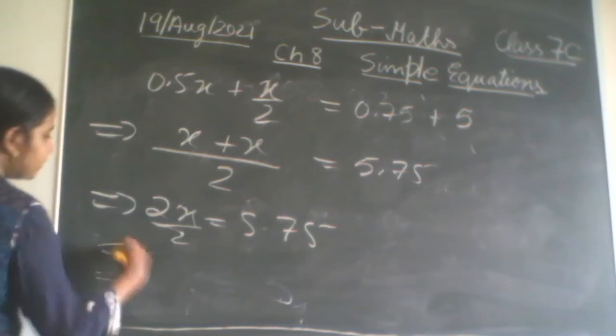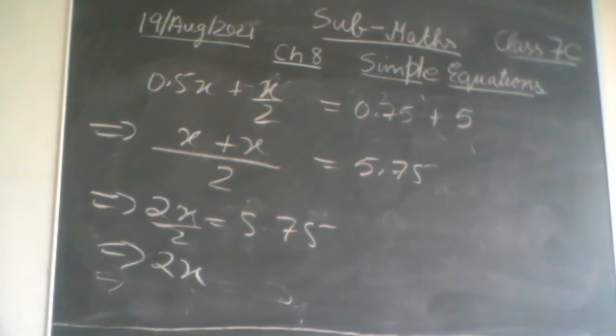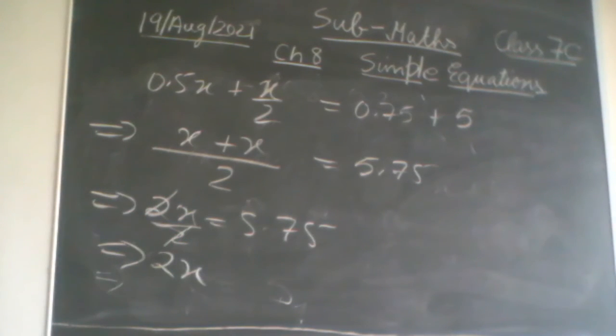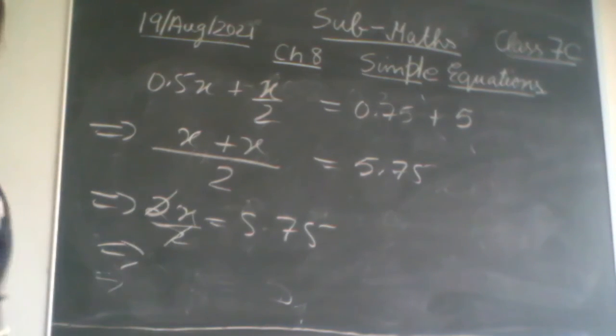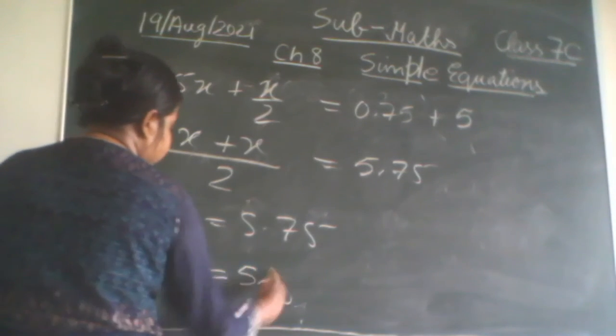So 2x equals to how much? 2 और 2 कैंसिल नहीं हो जाएगा? Yes, ma'am. This and this will cancel. Reduction. 2 into x upon 2, 2 ही तो हुआ. 2x का मतलब क्या है? 2 into x हुआ या नहीं? Yes, ma'am. So we are left with x. So x is equal to how much? Ma'am, x is equal to 5.75.